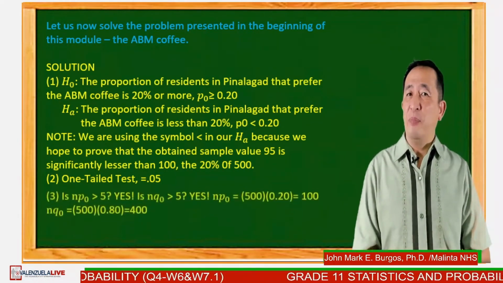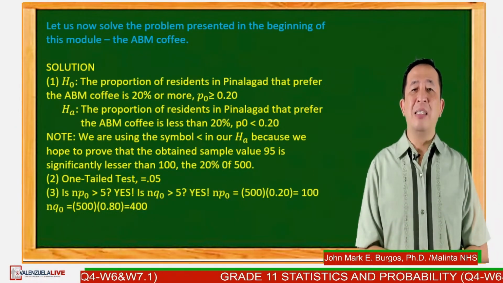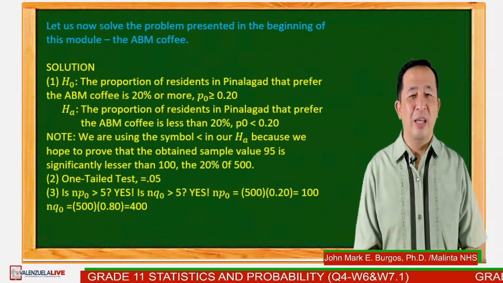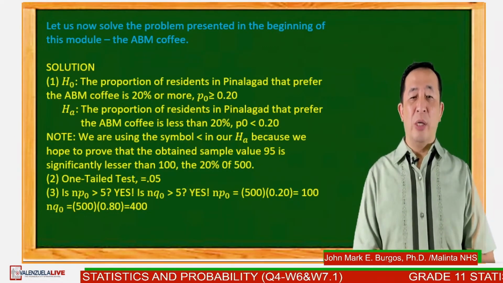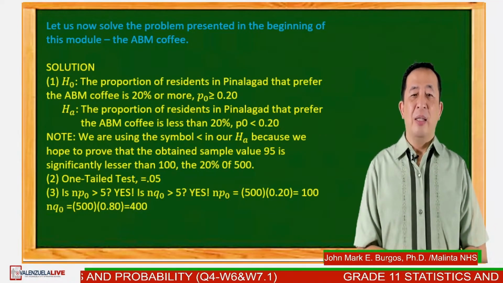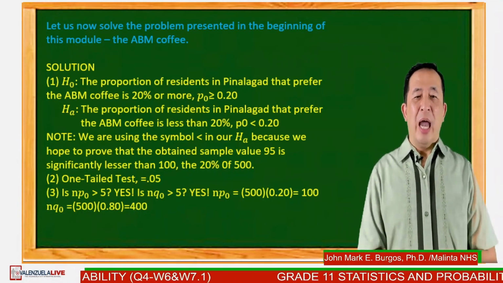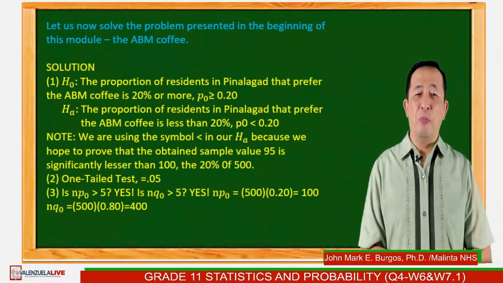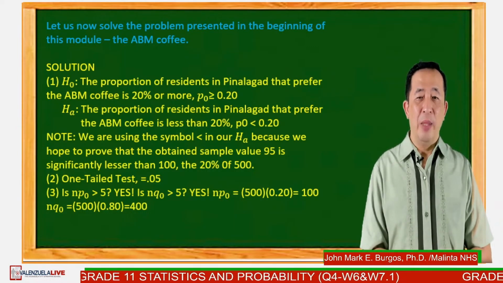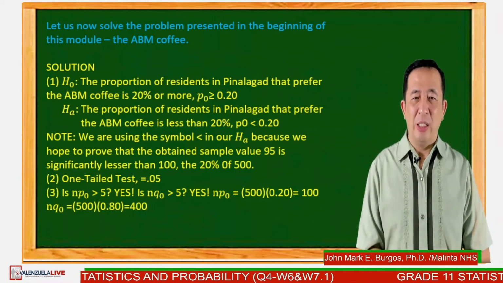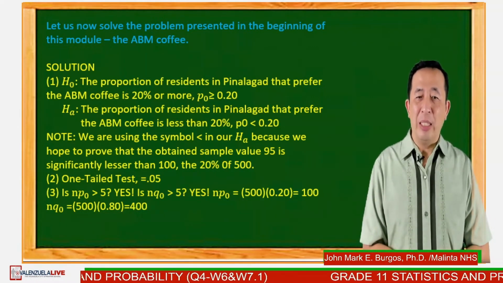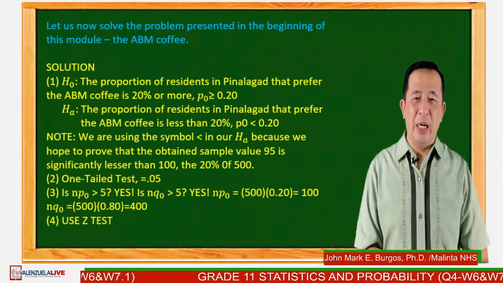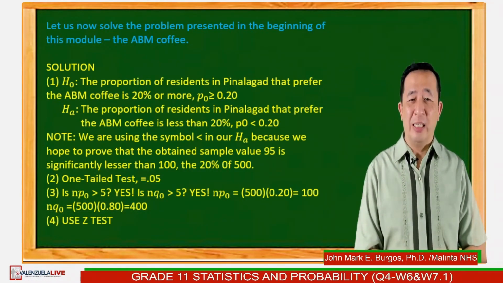The third thing that we have to consider is the question: is n times p sub 0 greater than 5? The answer is yes. Is n times q sub 0 greater than 5? The answer is yes. Because n times p sub 0 is equal to 500 times 0.20 is equal to 100, and n times q sub 0 is equal to 500 times 0.80 is equal to 400. The fourth thing that we have to consider is we have to use the z-test.